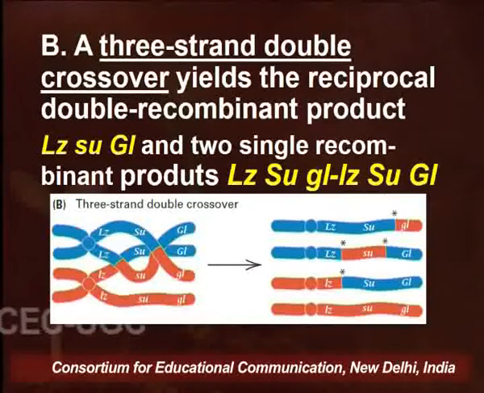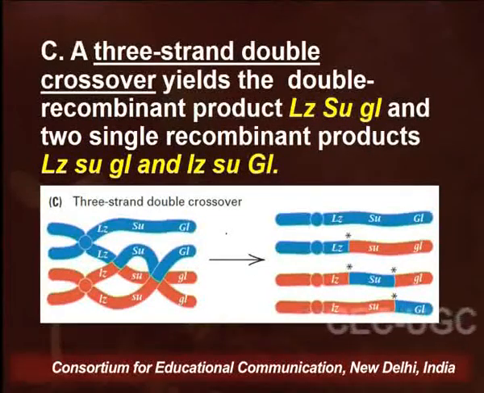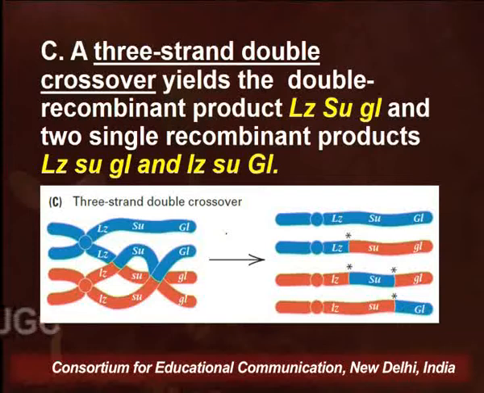Still another possibility is a 3-strand double crossover. As you can see on your screens, the chromatids 1, 2 and 3 are involved, and the reciprocal double recombinant product is got, and in addition 2 single recombinant products are also got. So this makes the story even more complicated. In addition, there is still another 3-strand double crossover, which is between LZ and SU. This would also give rise to a set of 2 single recombination products and a double recombinant product.